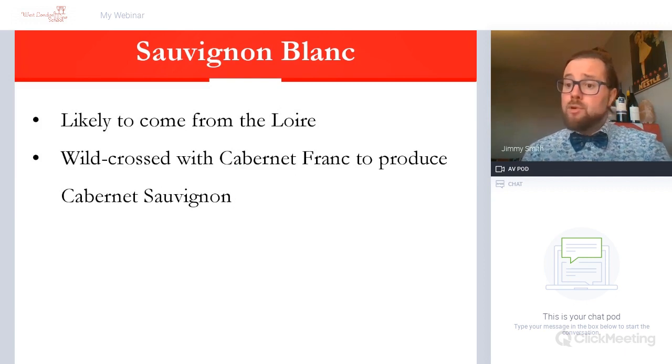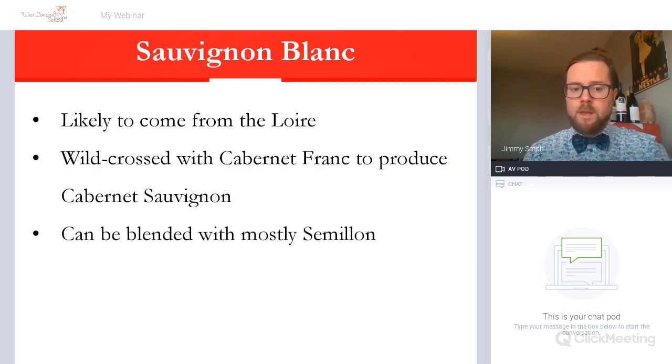Now, the grape variety moved around and spread down towards the southwest of France, where it in fact crossed in the wild with another grape called Cabernet Franc to produce its offspring, which is called Cabernet Sauvignon. So Sauvignon Blanc, along with Cabernet Franc, are actually the parents of Cabernet Sauvignon. Both Cabernet Franc and Cabernet Sauvignon are black varieties, but genetically these three grapes are very closely related. So they are very much linked.